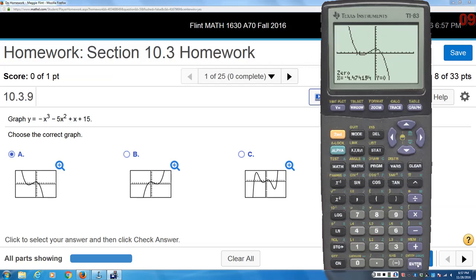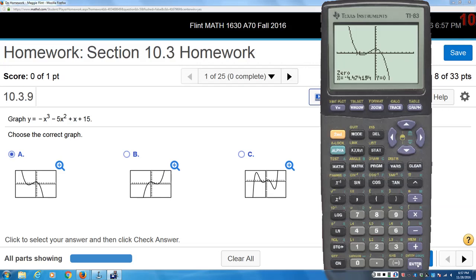And it says the zero is at -4.474. And you would round off however many that you're told to round off to. But you write that as -4.47, comma, 0. Write it as a point. Don't tell me it's an x value. Tell me that it's a point. It is an x-intercept, but it's a point. It has an ordered pair.